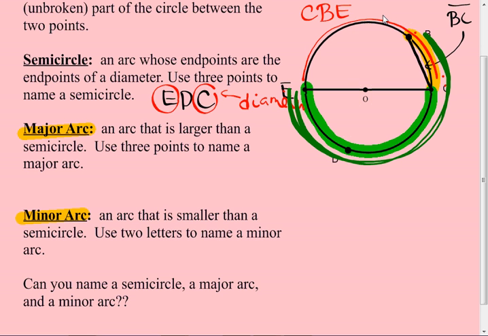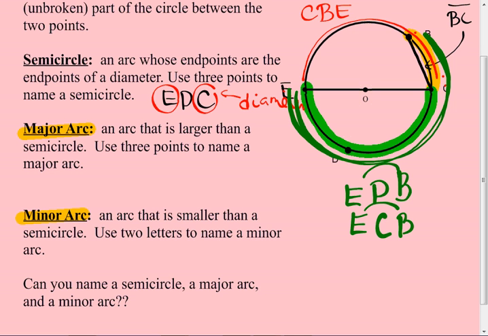What's the name of this? This is a major arc. It's E, D, B. Or you could name it E, C, B. There's more than one answer to name a major arc. You take the endpoints of the arc, those are the outer letters, and then you take any letter in between.